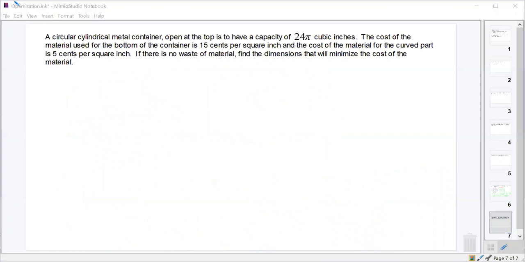All right, let's do one more optimization, then we'll be done with optimization. So we've got a circular cylindrical metal container that's open at the top, and it's going to have a 24 pi cubic inch capacity. And now we're looking at the cost of the materials, and we want to figure out the dimensions that will minimize the cost of the material.